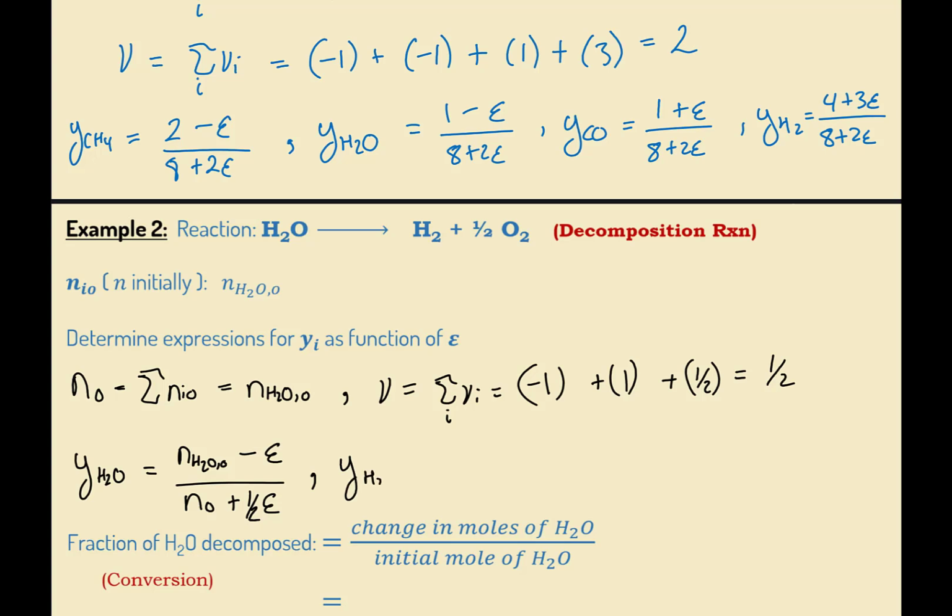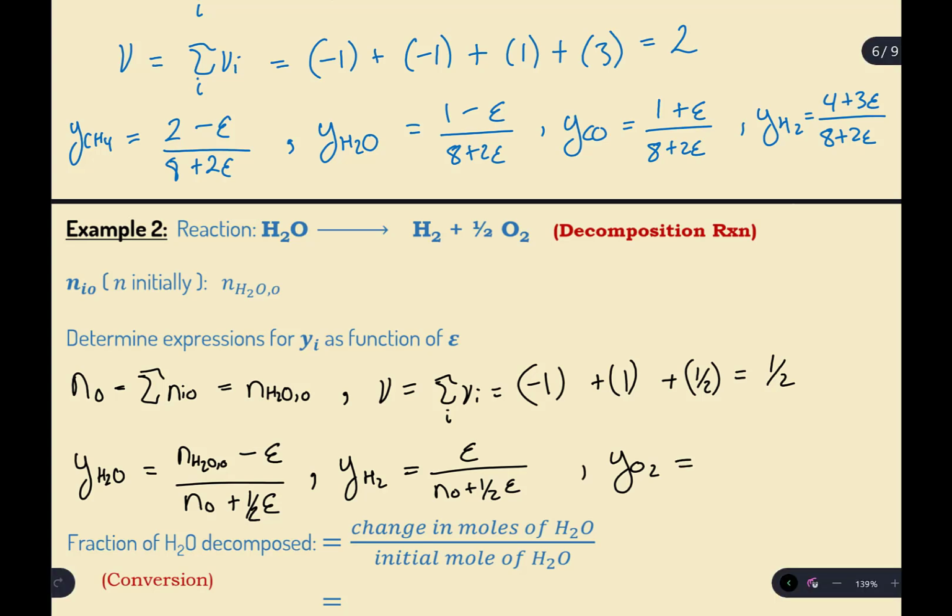We have YH2. Initially we have how much of it? 0, so we can keep it blank. And then what do we write on top? So epsilon divided by N naught plus half epsilon. And then YO2 is going to equal to what? Just half epsilon, right? Epsilon divided by N naught plus half epsilon. Alright?